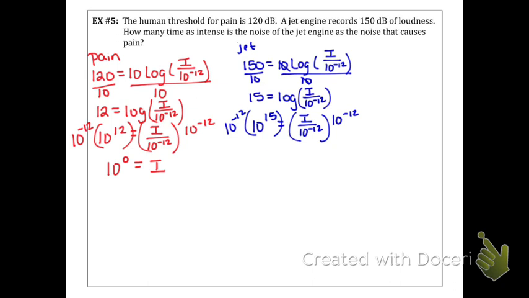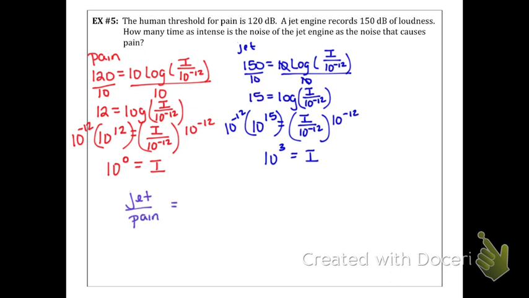And remember, with like bases, you keep the base, you add the exponent, so 10 to the third equals I. Alright, so I want to know how many times as intense is the noise of the jet engine to the noise that can cause pain. They mentioned the jet engine first, so when I compare them, I'm going to put the jet engine on top. So I'm going to do the jet over the pain.